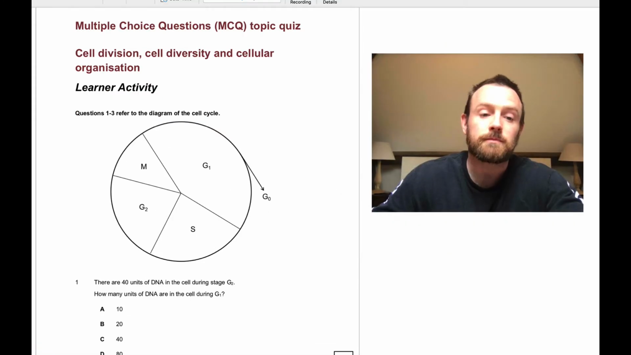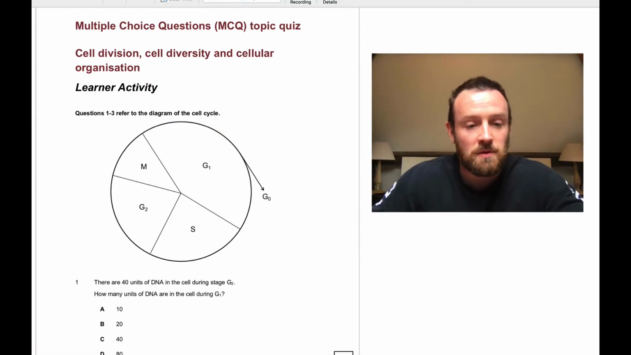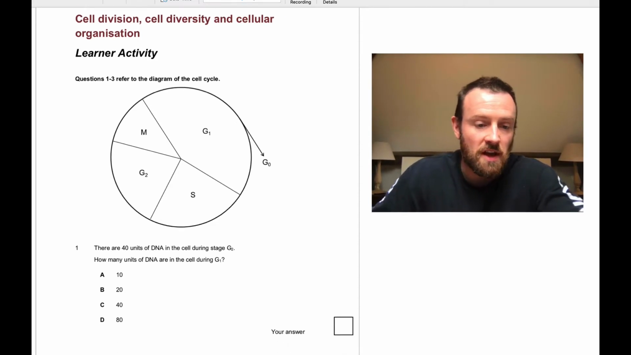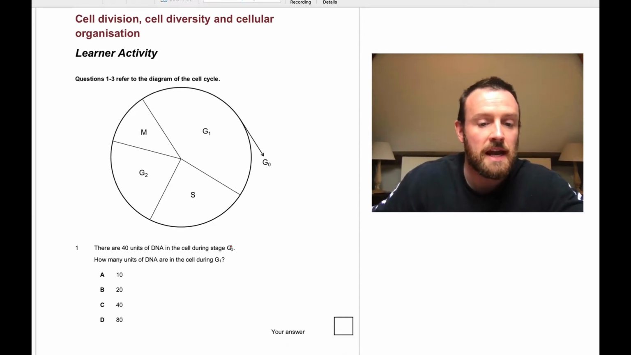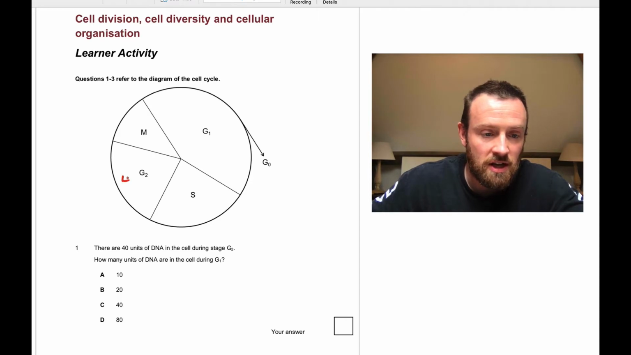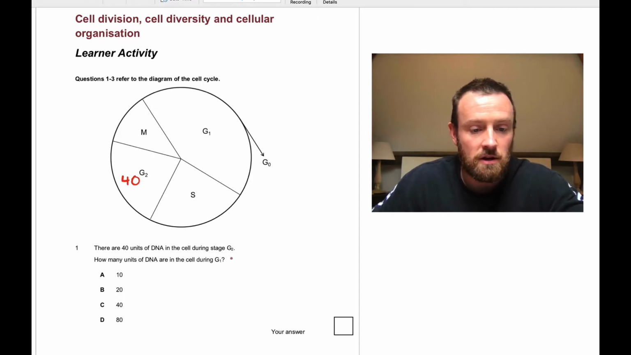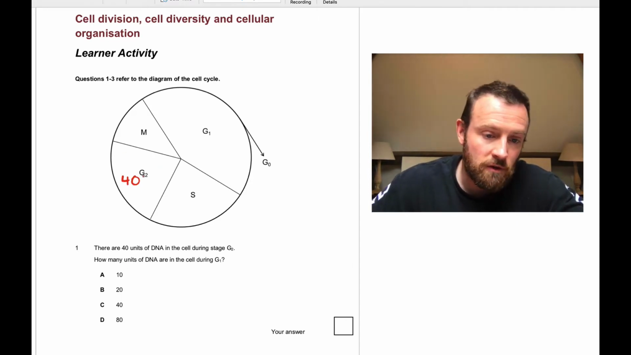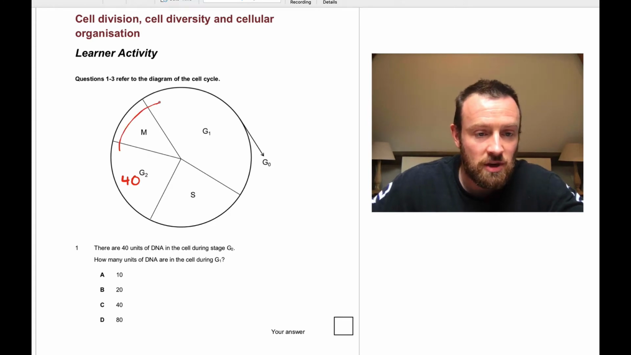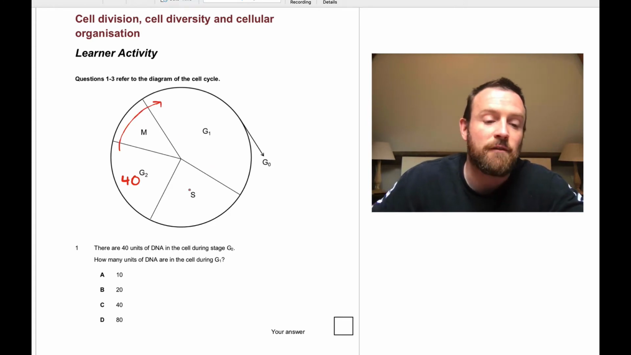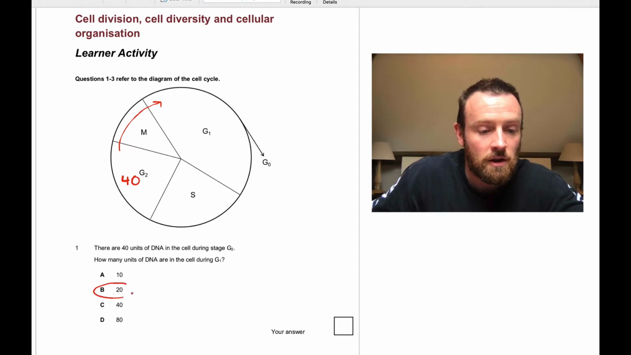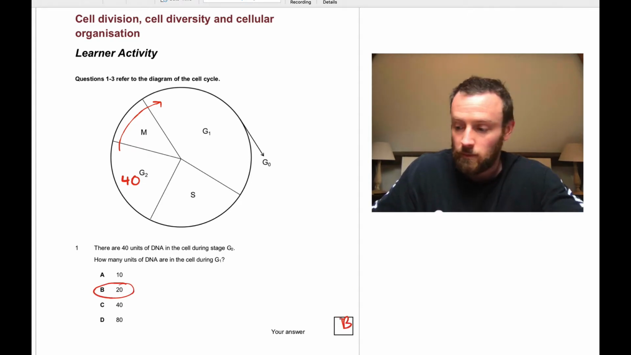Right, here we go. Question 1. So we've got this diagram here showing the cell cycle, and it says if there are 40 units of DNA during stage G2, how many units are there going to be in G1? So if it's gone through G2, to get to G1, it's got to go through mitosis, therefore it will have halved. So the answer is B, 20.